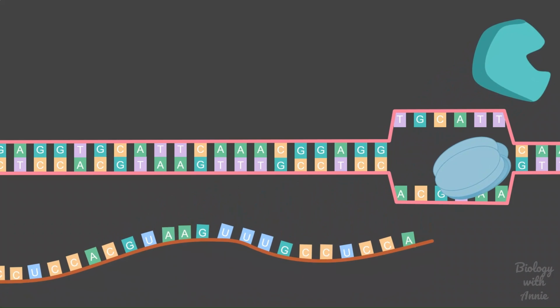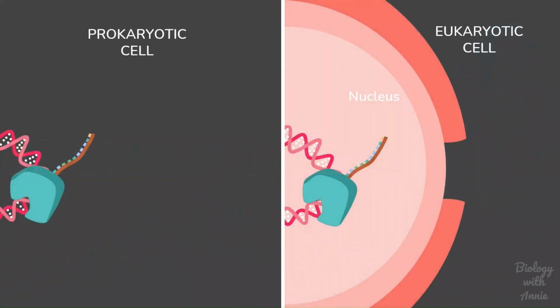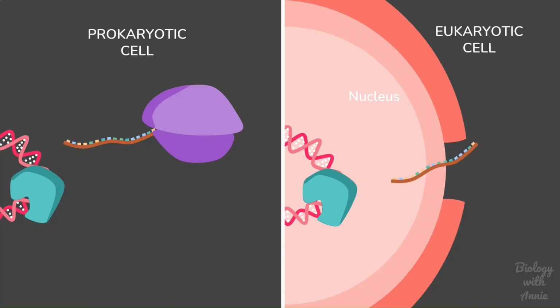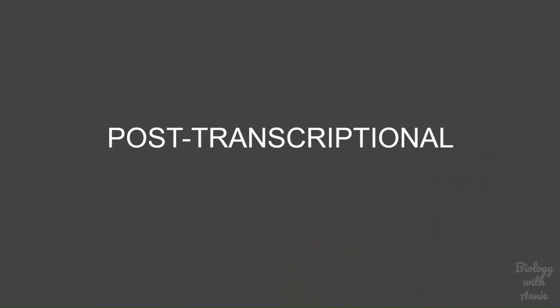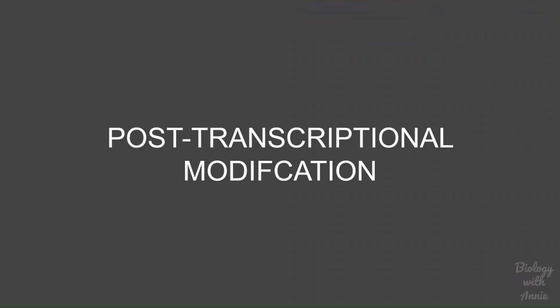In prokaryotes, these RNA chains are fully functional and ready to be translated into proteins, whereas in eukaryotic cells, these RNA molecules have to be exported from the nucleus to the cytoplasm. Hence, eukaryotic RNAs undergo additional processes called post-transcriptional modification, which I'll be discussing in the next video, so stay tuned.